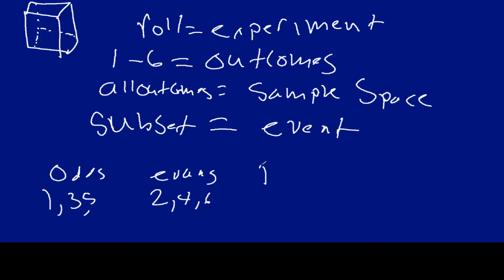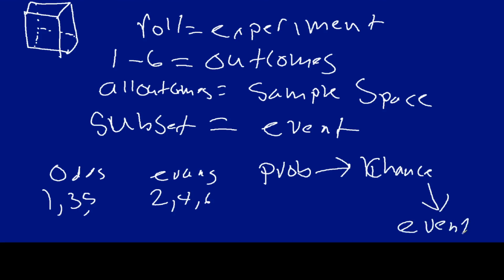So probability is, you can say like the likelihood, or you could just say chance. That's an easier word to spell, shorter. The chance of a specific event. And an event is a subset of the sample space. That is how it works. And of course, the probability can be from 0, all the way up to 1. It always adds up to 1 or 100%, however you're doing it.